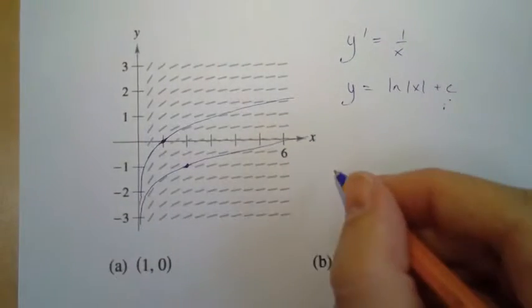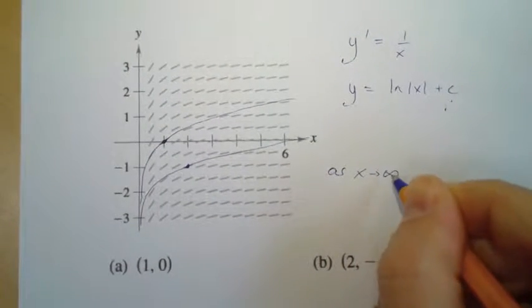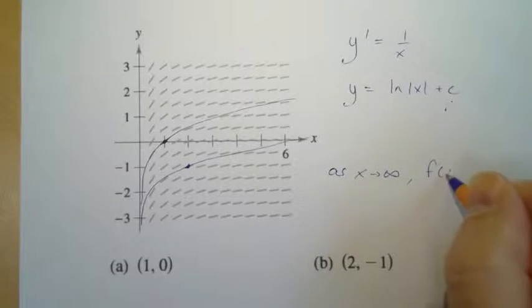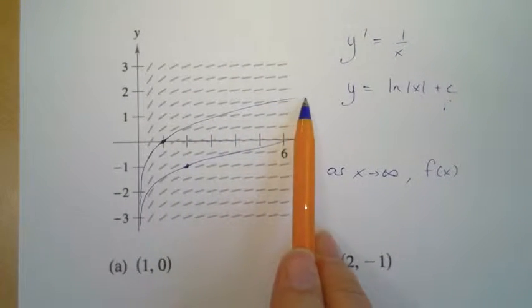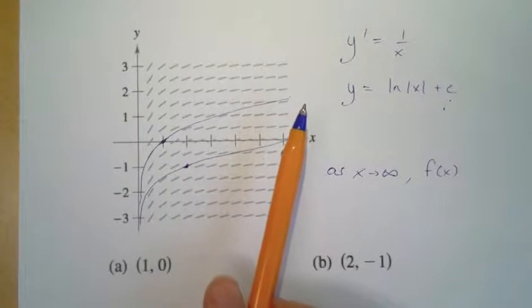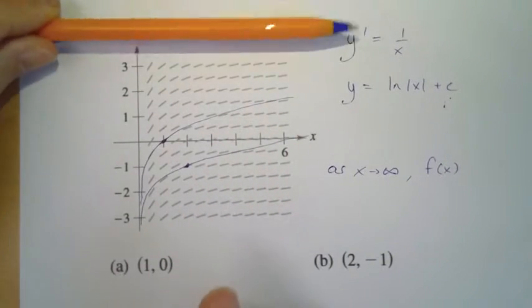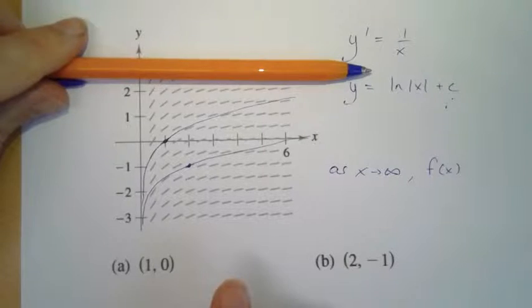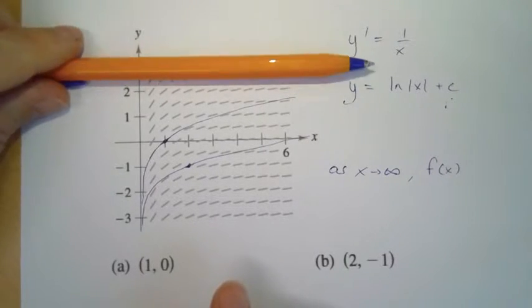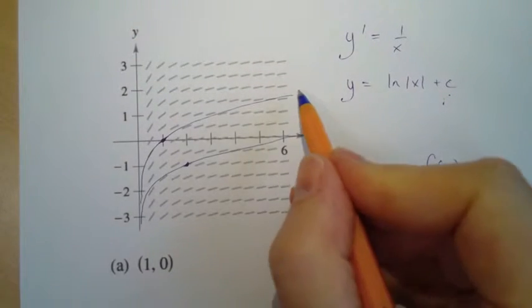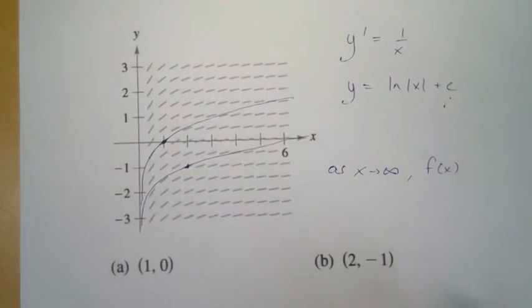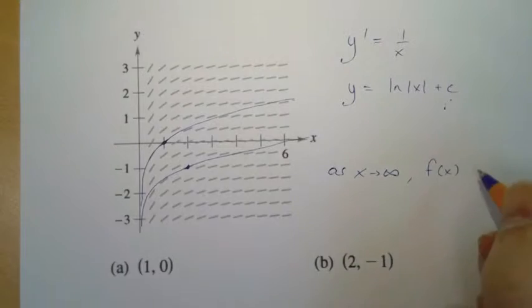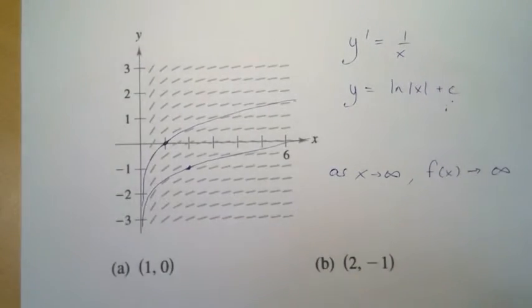Oh, and we also need to say, as x approaches infinity, what happens to the solution? It may look like it's kind of stopping, like there's a horizontal asymptote somewhere, but given that we know the solution is y equals ln of x plus c, these graphs of ln of x just keep on going up extremely slowly. There's no horizontal asymptote, so f of x approaches positive infinity.